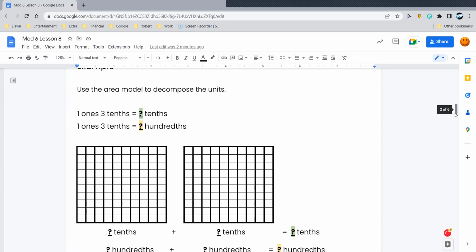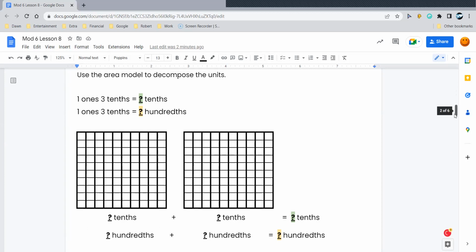So our first example, you guys, it says use the area model to decompose the units. Okay, it says I have 1 ones and 3 tenths. Both of them say that. But this one's asking us for how many tenths there are, and this one's asking for how many hundredths. I'm sitting here thinking to myself, there's no hundredths, you guys. But apparently they're looking for a number. Let's go look and see what this means.